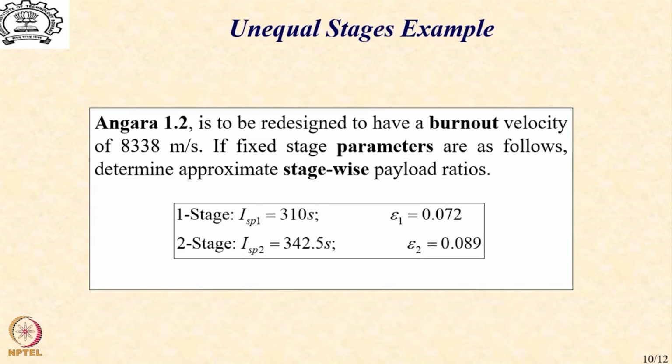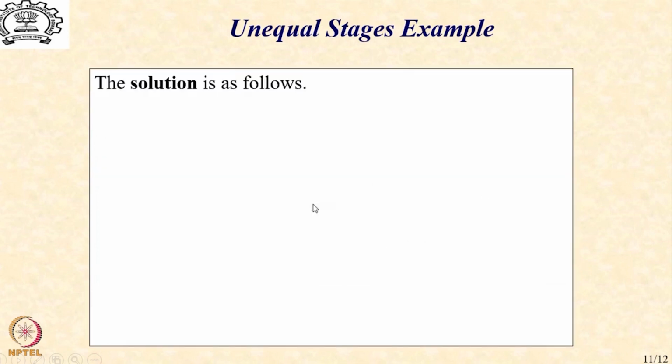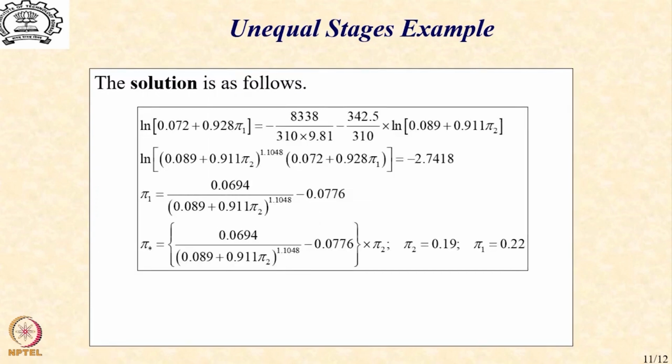Let us now do the same exercise for unequal stages. So we have the problem of Angara 1.2, and let us redesign this to have a burnout velocity of 8338. If the fixed parameters are given, so it's a velocity constraint problem, let us determine the approximate stage-wise payload ratios. So the solution in this case is as follows.